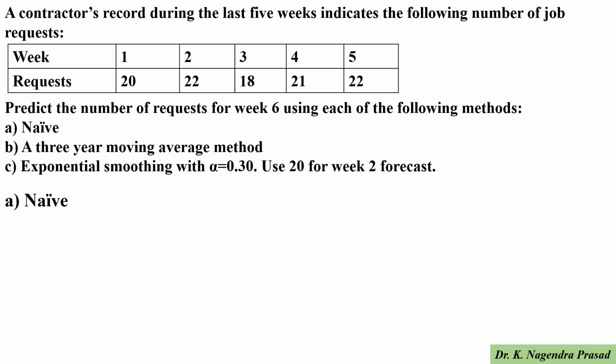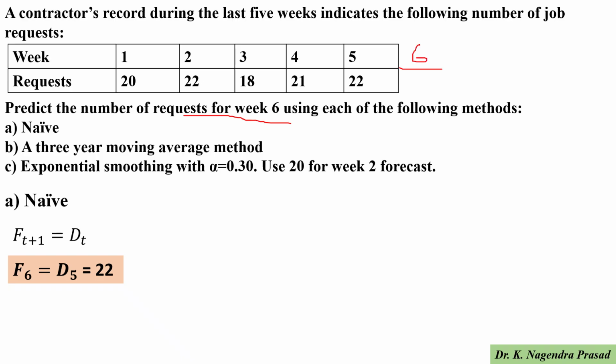So first I apply the naive method, and we know that in the naive method F(t+1) equals D(t). Here I have to determine the number of requests for the 6th week. Then F6 equals D5, meaning the forecast value of the 6th week is equal to the actual demand of the 5th week, that is 22.